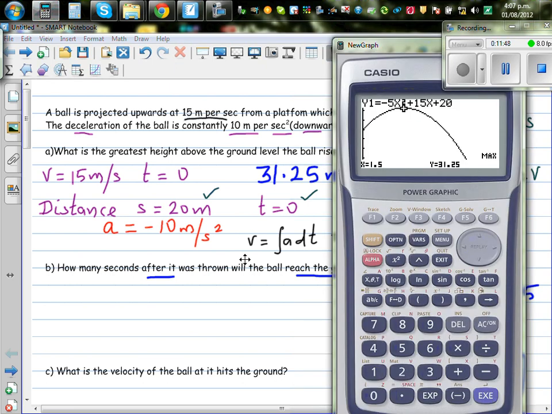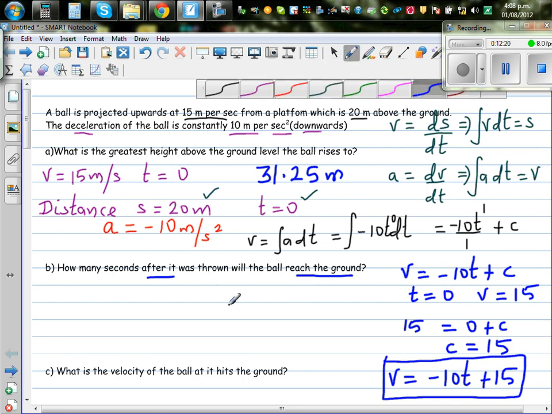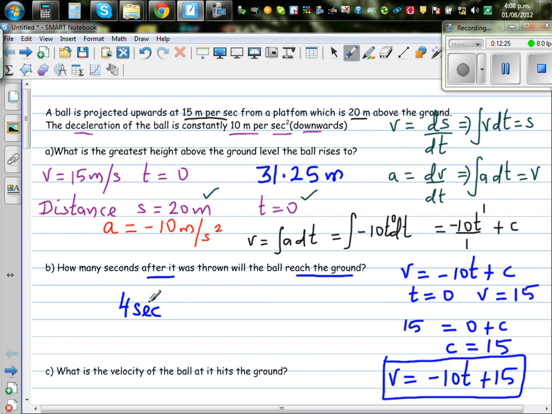So how many seconds after it was thrown does it reach the ground? So let me again use a calculator. When time is 0, it's at 20 meters. So we want to find at what time it hits the ground. Basically you want to find the x-intercept. So g sol root. When x is 4, it reaches the height of 0. Can you see this is y 0? That means your height is 0, that means you're at ground level. So the answer is 4 seconds. After 4 seconds, the ball is on the ground.